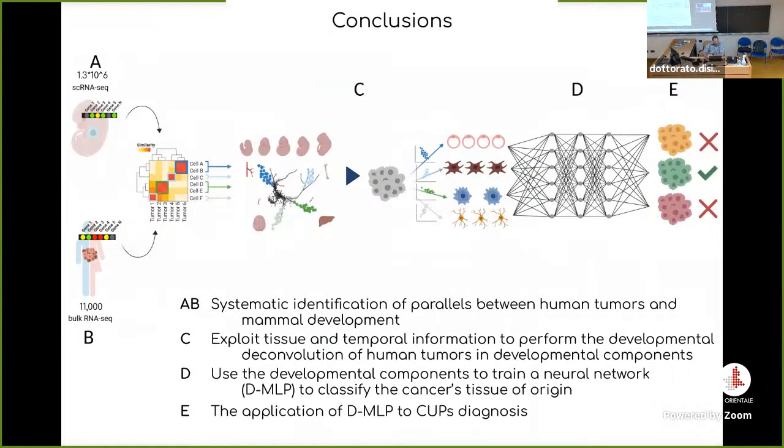And with that, I'm concluding the presentation, hoping that I convinced you that performing a systematic comparison between human development and human tumors can provide us information that facilitates the interpretation of transcriptional analysis of a human tumor, as well as providing an informative feature set that can be picked up by machine learning algorithms to assist pathologists in a very specific way, in this case with the COOP diagnosis.